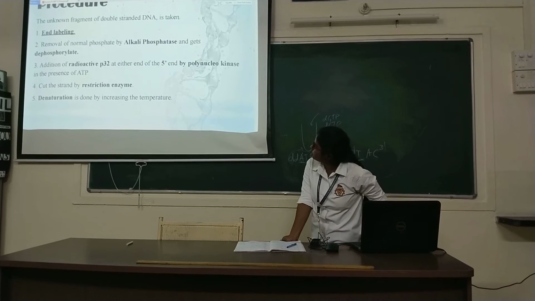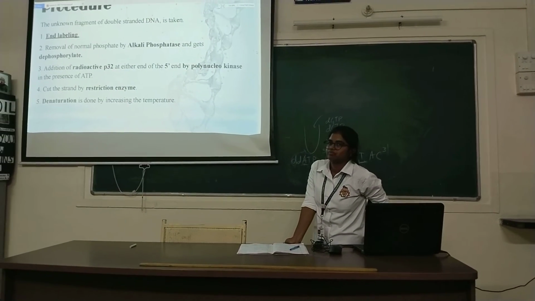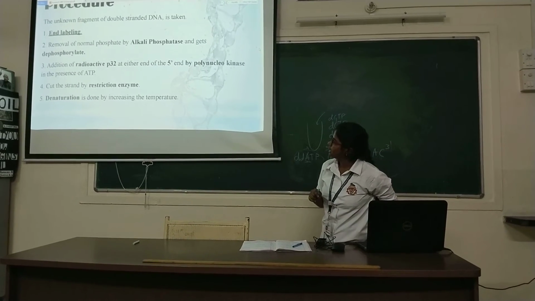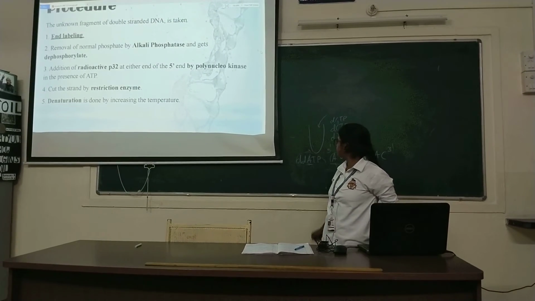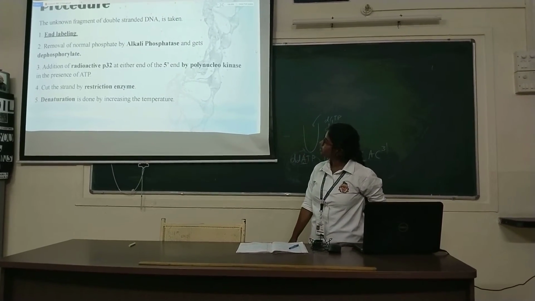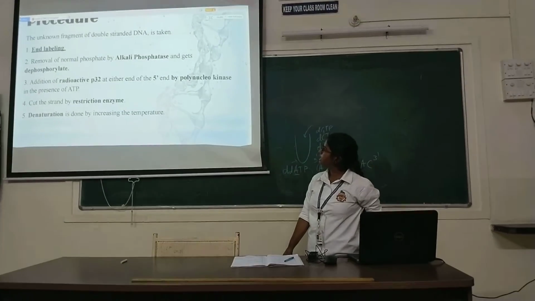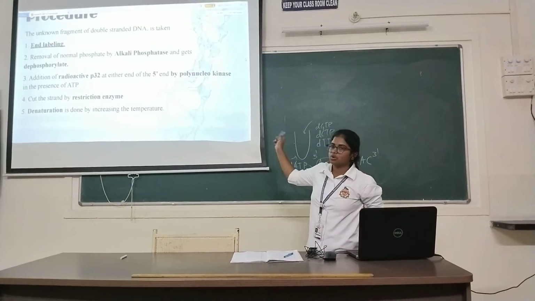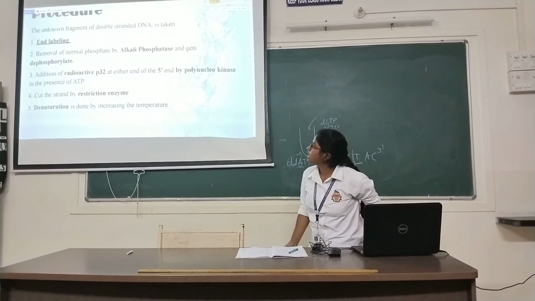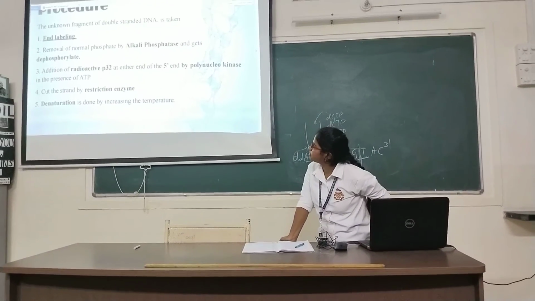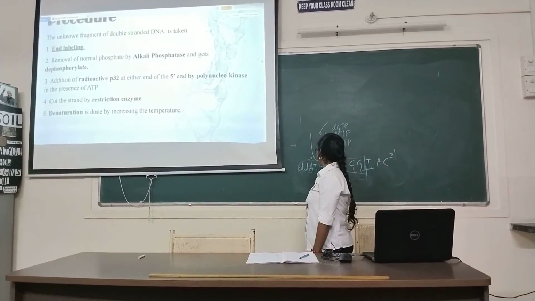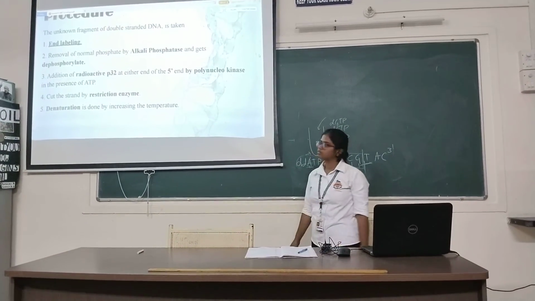The unknown fragment of double-stranded DNA is taken. Here also the unknown strand is taken. End labeling is done first. End labeling is at the 5' or 3' end. Removal of the normal phosphate by alkaline phosphatase. What is that enzyme? Alkaline phosphatase, and it gets dephosphorylated. Removal of the normal phosphate. We have phosphate in this, right? We'll be having phosphate.